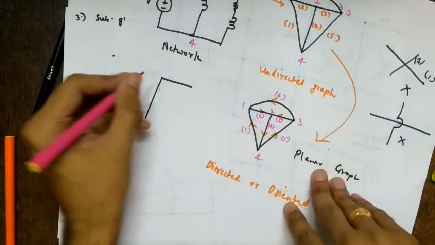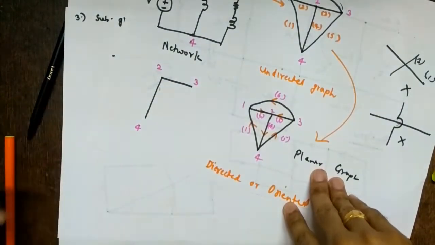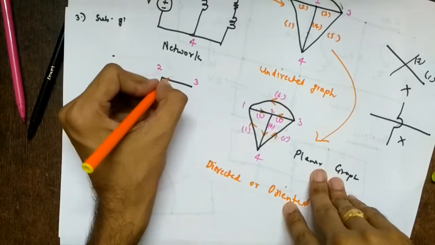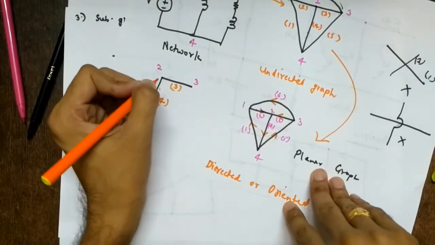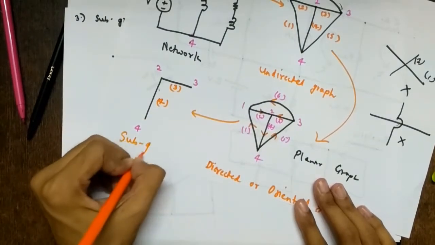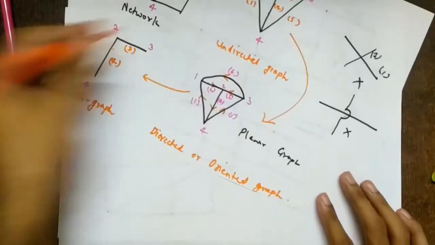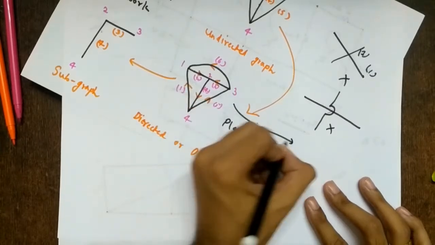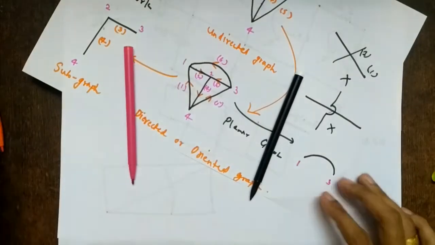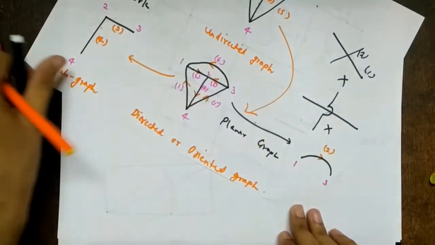So I'll name the nodes again. So this is node 2, node 3, node 4, right? And branches were, this is branch 4 and this is branch 3. So I have just drawn a part of a graph. So it is a subset of this graph. So that's why it is called a subgraph, right? Otherwise I can just draw this branch. So if I just draw this branch, so this is node 1, this is node 3 and this is branch 2. So this is a subgraph of this graph, right?